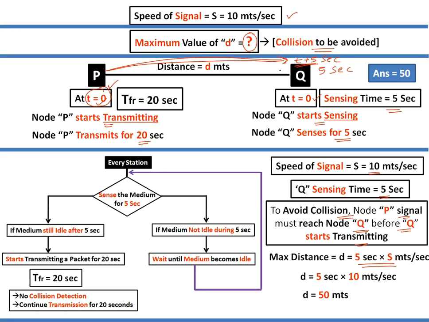Then how far should you be located? Simple. It depends on the speed of the signal. If the speed of the signal is 10 meters per second, and you are sensing for 5 seconds, the maximum distance you can sit away from me is only 50 meters. If you stay at 51 meters, then a collision will happen. If you are at less than or equal to 50, a collision will never happen, because my signal will reach you, and as you are sensing, you won't speak.